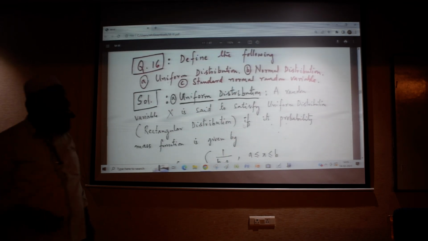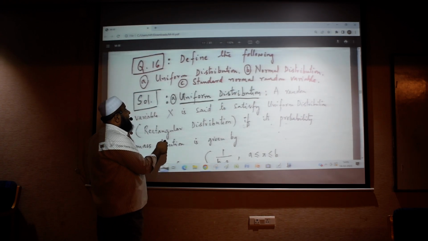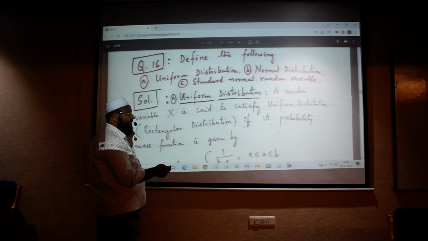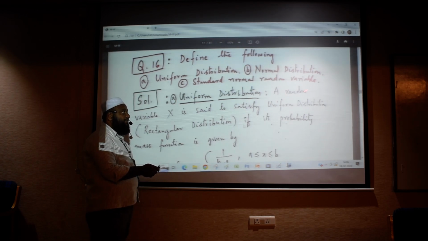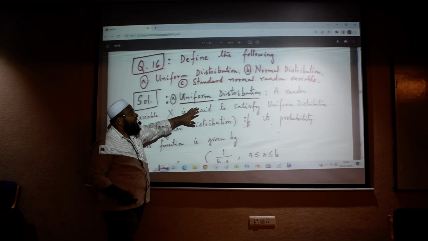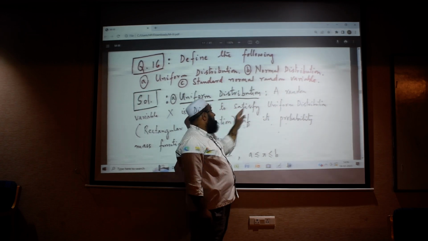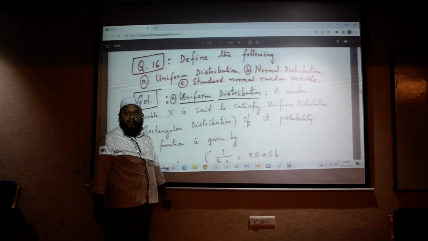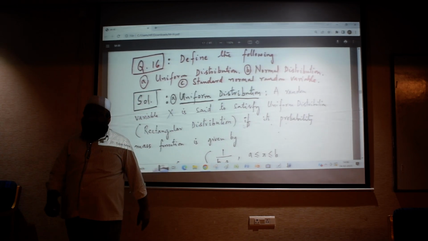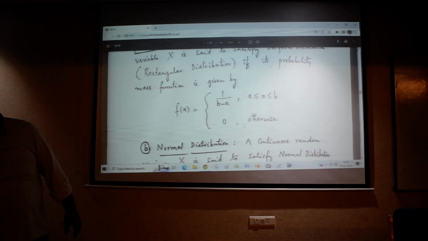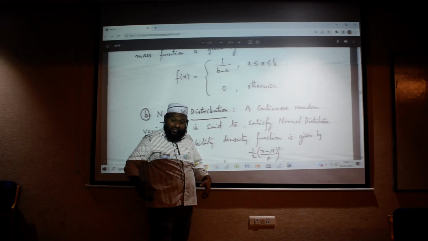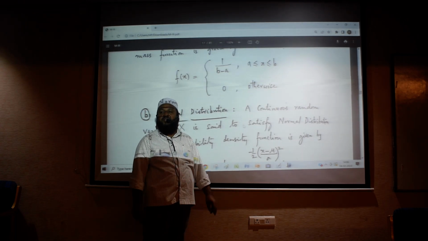Question number 16. Define the following: uniform distribution, normal distribution, standard normal random variable. A random variable x is said to satisfy the uniform distribution if its probability function is given by this one. I said earlier in the class, it is only revision going on. I am not introducing new things now. I am just going for revision.